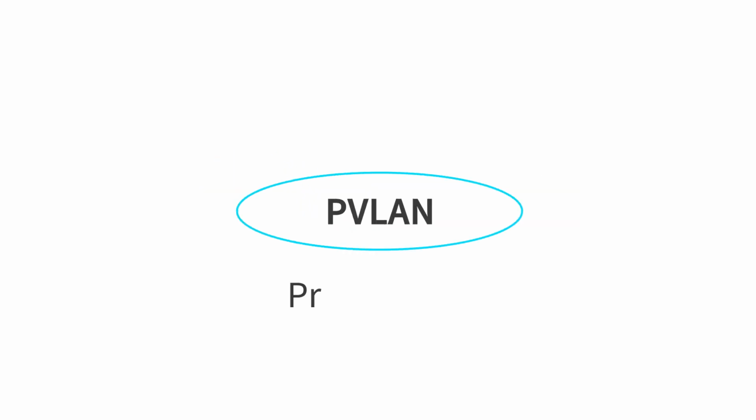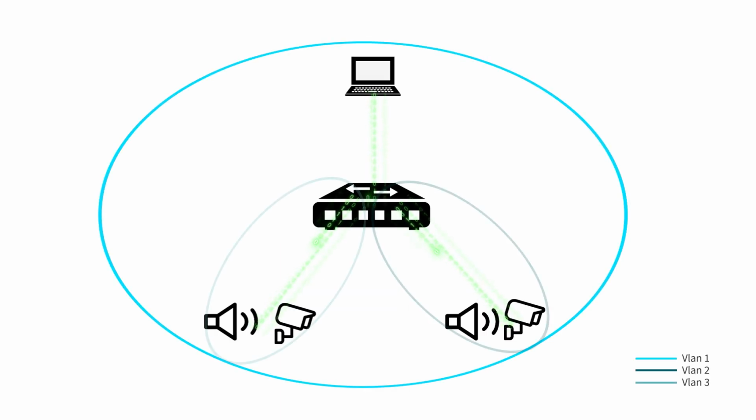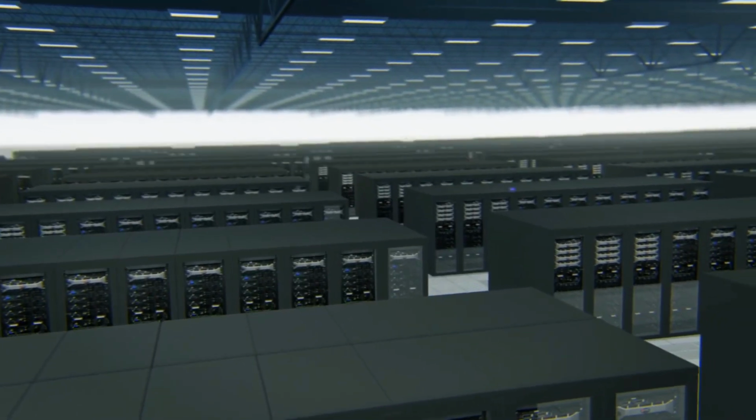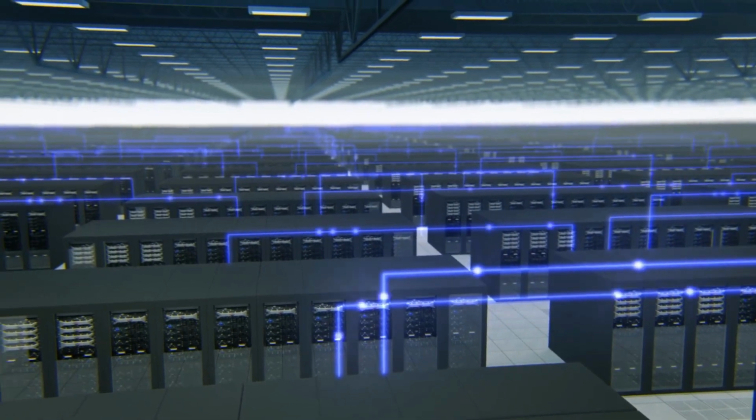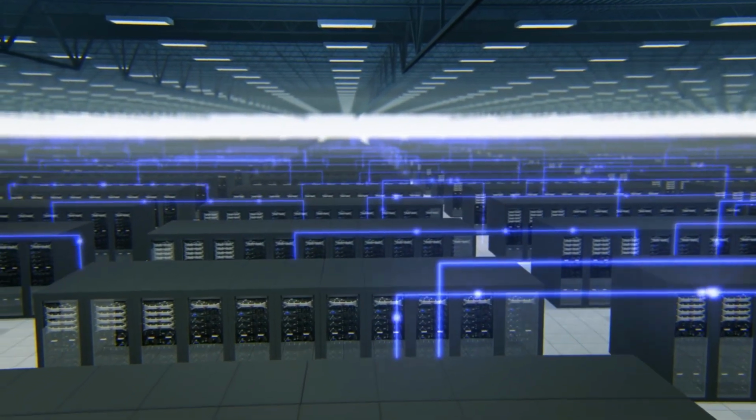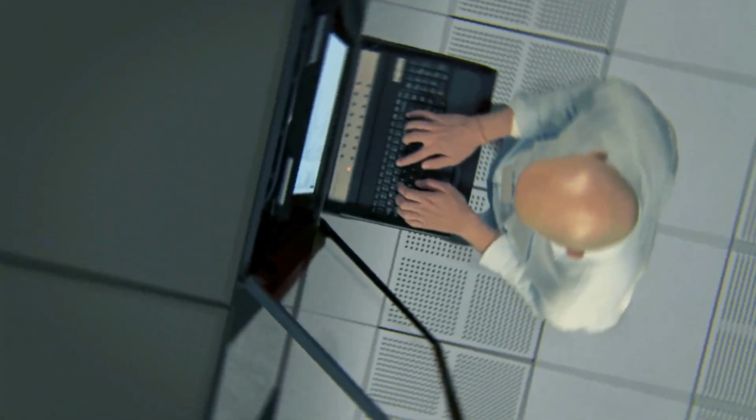PVLAN, short for private VLAN, is a networking technology used to further segment and isolate network devices within a single VLAN. It provides a higher level of network isolation and security, which is very beneficial for improving the security, performance, and resource utilization of the network. Let's go through some easy steps to configure PVLAN.